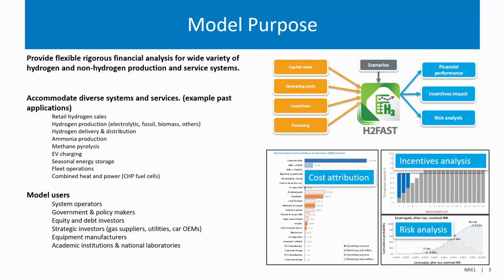Different types of model users include systems operators, government policymakers, equity and debt investors, and strategic investors. There is a method of doing take or pay contracts that can address third-party interests in a business case. And of course, equipment manufacturers, OEMs such as car manufacturers, want to understand, for example, what a business case looks like for downstream use of their vehicles. And of course, we've had many people download and use the model from academic institutions and national laboratories.